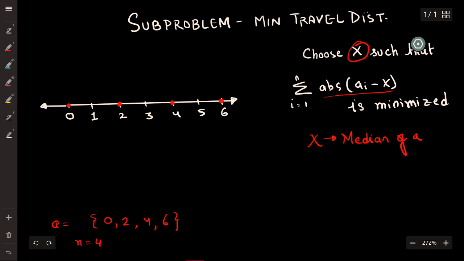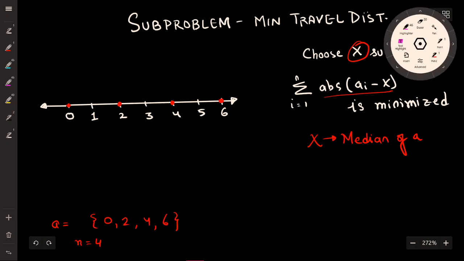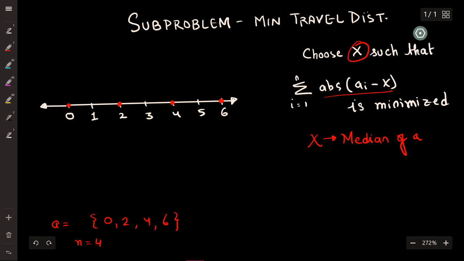There is a concrete mathematical proof of why x is the median of array A, but it's quite mathematical, and I'm going to show you a very nice intuitive way to see why this is the case. Firstly, I want you to visualize this value, the summation of absolute of ai minus x.